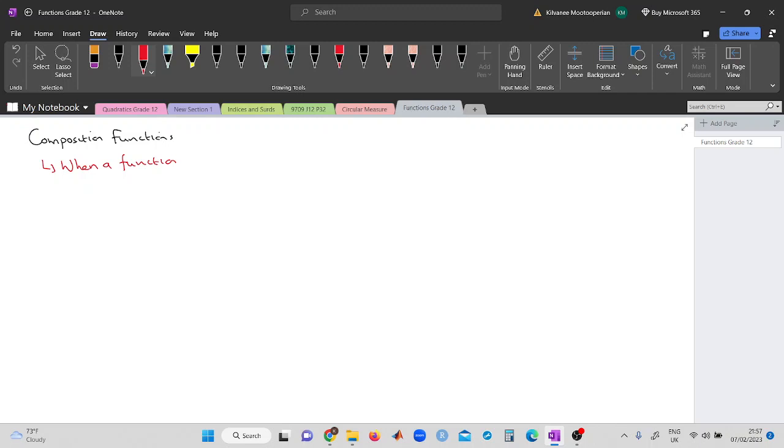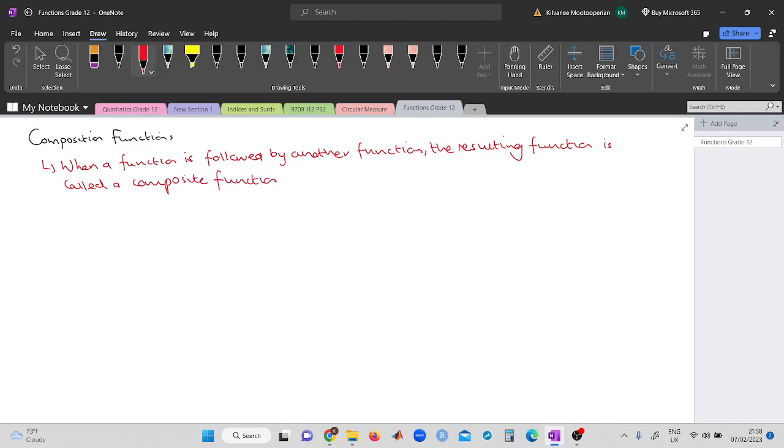So when a function is followed by another function, the resulting function is called a composite function. Donc c'est ça, une composite function.